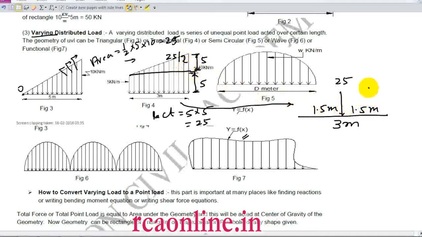So where will I place this? I will place it at this point, and it will be 25/2 at a distance of 1 meter from here and 2 meter from here, and then I will use it as required. So friends, this is very important, and you will enjoy this when you calculate the reactions and write the shear force and bending moment equations.